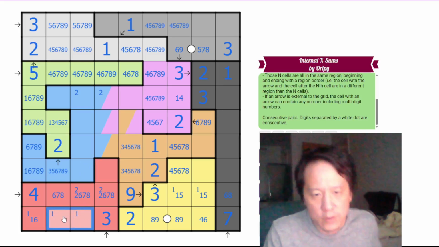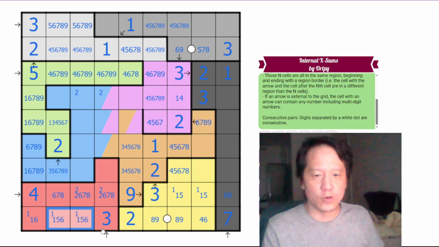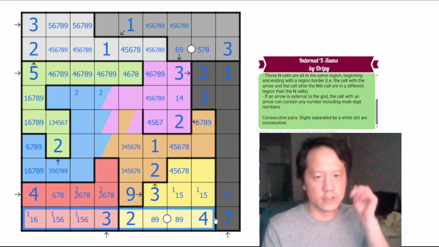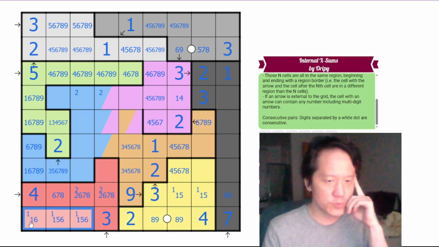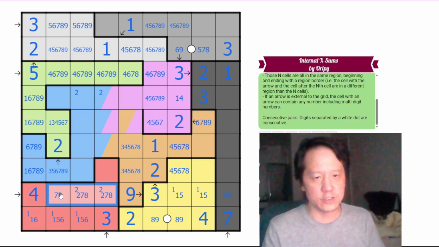Okay. This has to be 1, 4, 5, and 6, but there's no 4. Therefore, this is a 4. That's the only remaining digit that we're missing. This 1, 5, 6 triplet eliminates 1, 5, and 6 in the rest of the region. This is a 2, 7, 8 triplet, which forces this to be 9.